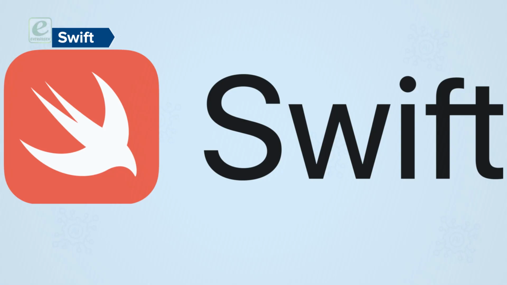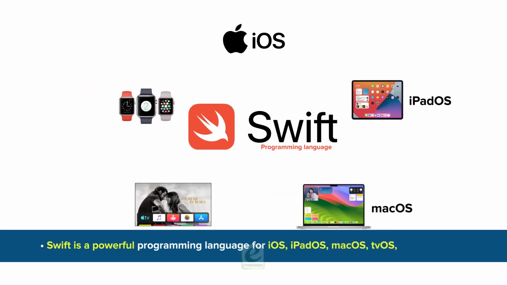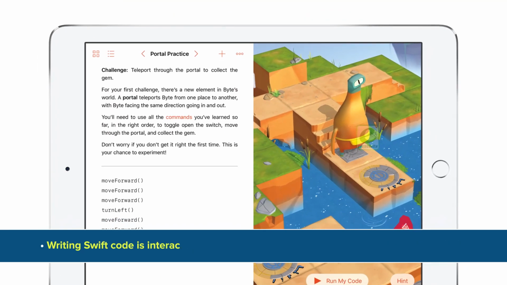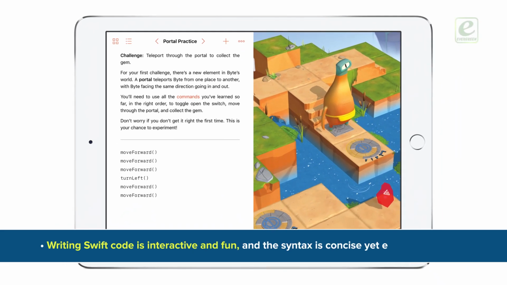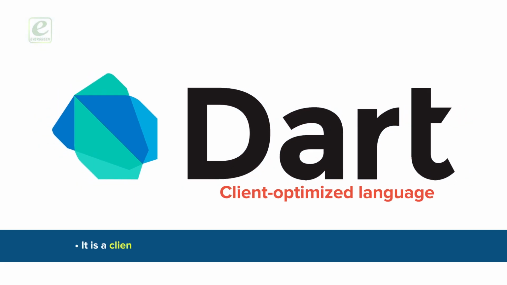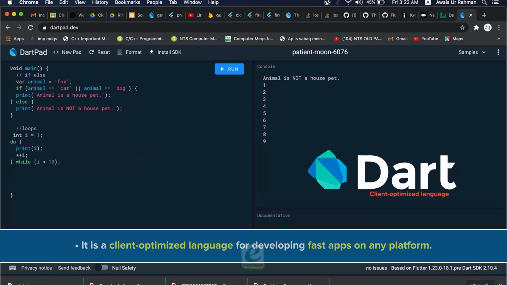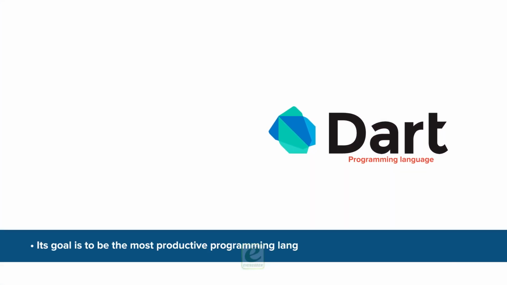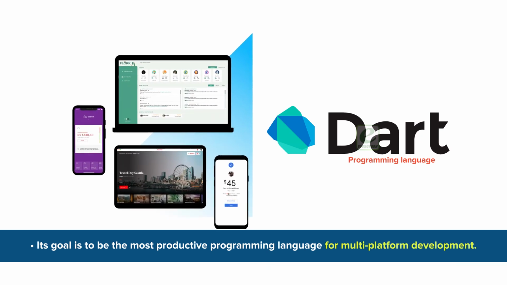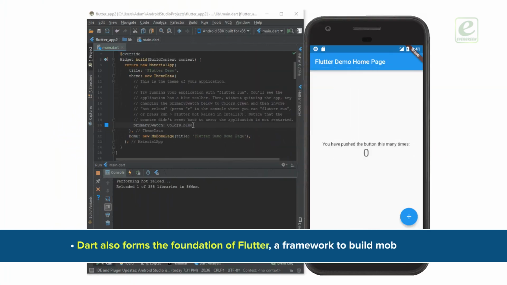Swift. Swift is a powerful programming language for iOS, iPadOS, macOS, tvOS, and watchOS. Writing Swift code is interactive and fun, and the syntax is concise yet expressive. Dart. It is a client-optimized language for developing fast apps on any platform. Its goal is to be the most productive programming language for multi-platform development. Dart also forms the foundation of Flutter, a framework to build mobile apps.